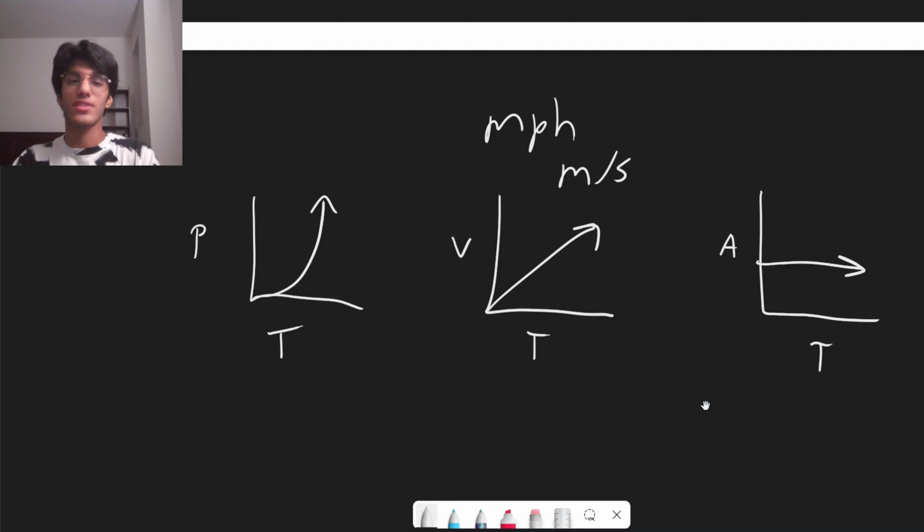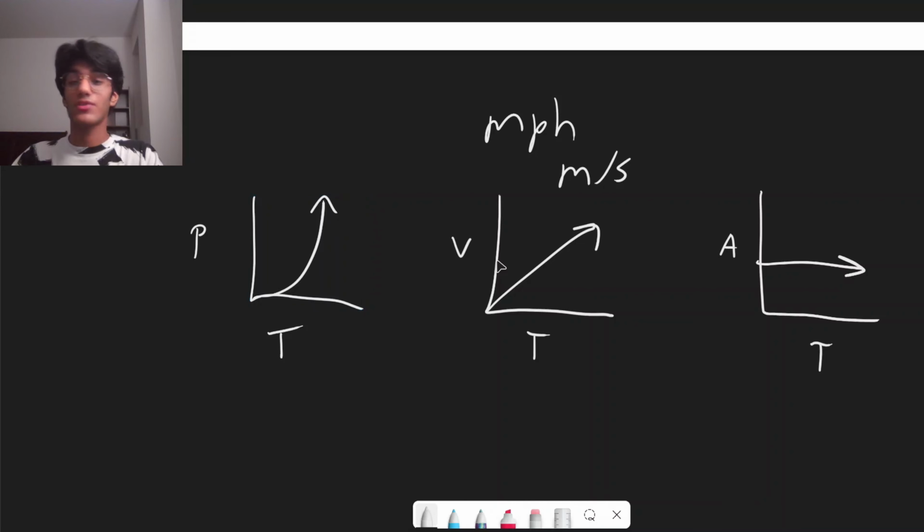Now I want you to notice something here. The position versus time graph shows what seems to be a quadratic function. This is just quadratic from t equals 0 all the way to t equals infinity. So we see that its rate of change is not constant, right? Because it's a quadratic function, its rate of change is always changing.